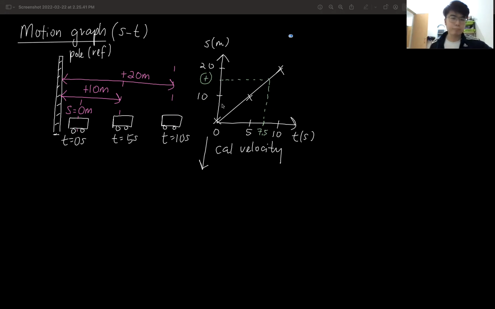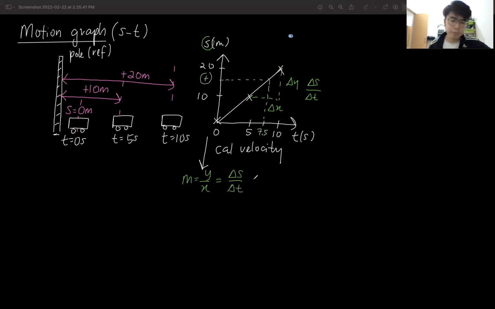Why the gradient of the line? If I take the gradient here, I draw a triangle. This is the change in y. This is the change in x, right? What is the change in y? The y-axis is the displacement. So it's a change in displacement divided by, the x-axis is time, so the change in time. So if I calculate the gradient, m = change in y over change in x, which equals change in displacement over change in time.